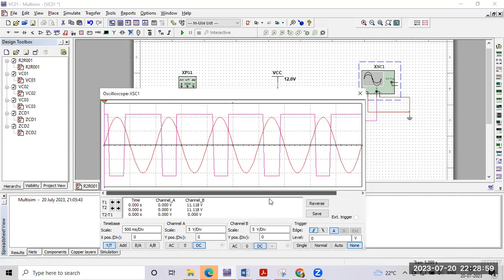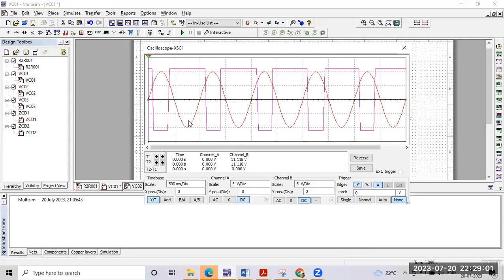Hold, drag here. Okay, yes. Observe here. Just concentrate on the reference. Okay, the expected reference voltage is VCC divided by 2. VCC is nothing but 12, so 12 divided by 2 is nothing but 6.